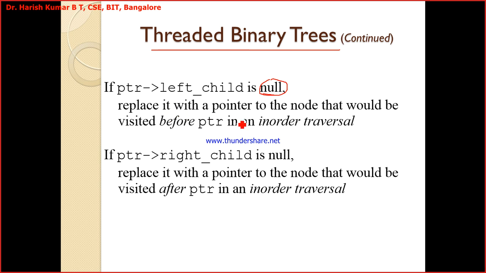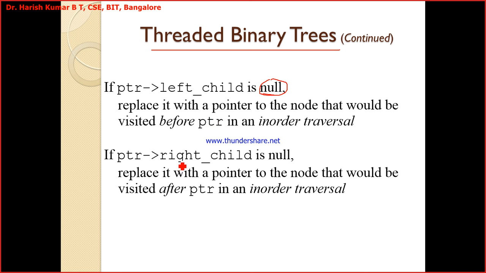So replace it with a pointer to the node that would be visited before PTR in an in-order traversal. So first thing, when you want to convert any tree into a threaded binary tree is, you should go for writing the in-order traversal of the tree. And if you want to convert the left pointer which is holding the null value into a thread, you should go for replacing it with the node which is before that particular pointer in the in-order traversal.